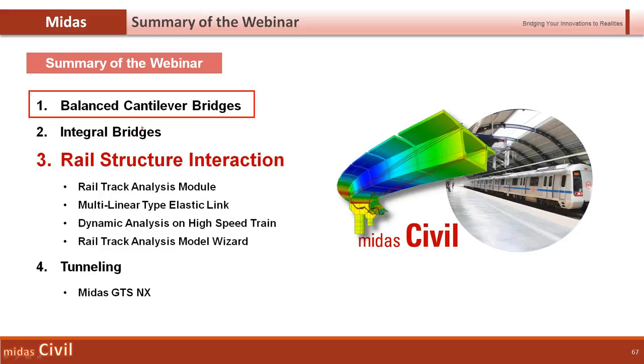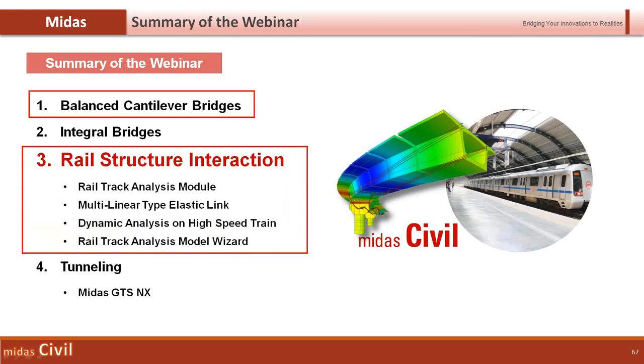We also discussed rail structure interaction. I gave you a brief about rail structure interaction and explained a few points about it: the rail track analysis module and the rail track wizard. I explained the unloading and loading stiffness, what the use of unloading and loading is, how the thermal stresses and the vertical and horizontal loading can interact with each other, and why rail track interaction is needed in continuous welded rails. We also discussed briefly tunneling using Midas GTS NX.